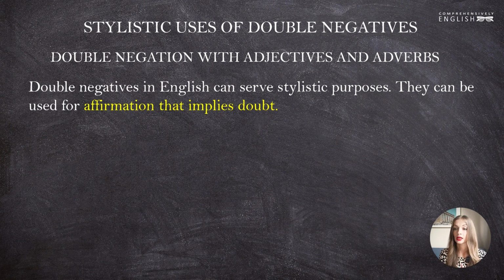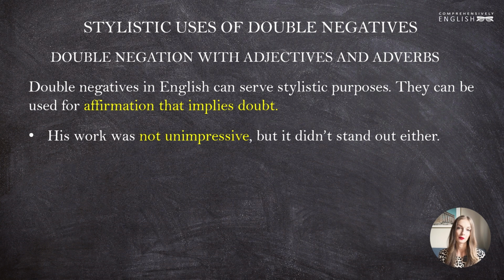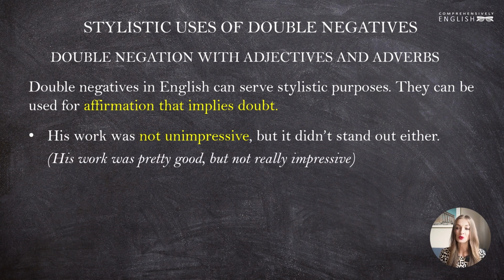Let me demonstrate. His work was not unimpressive, but it didn't stand out either. What we want to say here is actually that his work was not very good, or not good at all, but we want to soften this affirmative sentence, yeah? We want to make it a little bit less strict. So we use two negative components in order to express a softened affirmation. So his work was not unimpressive means his work was pretty good, but not really impressive.